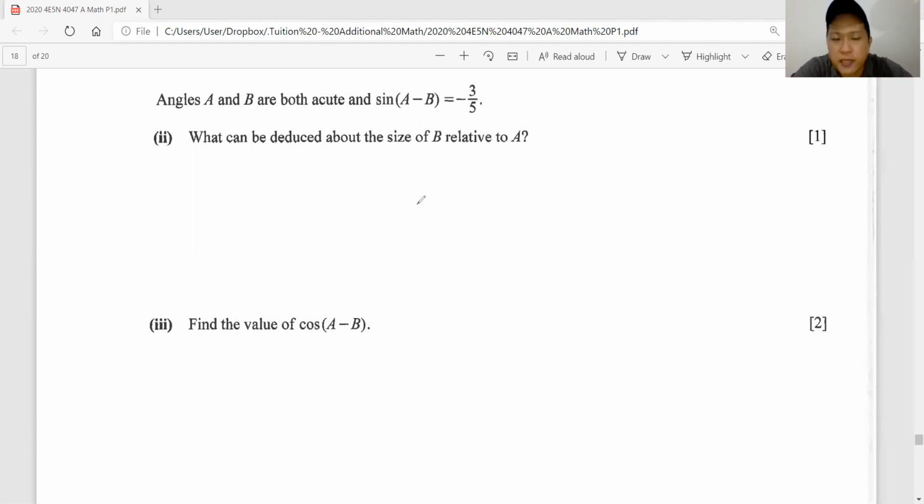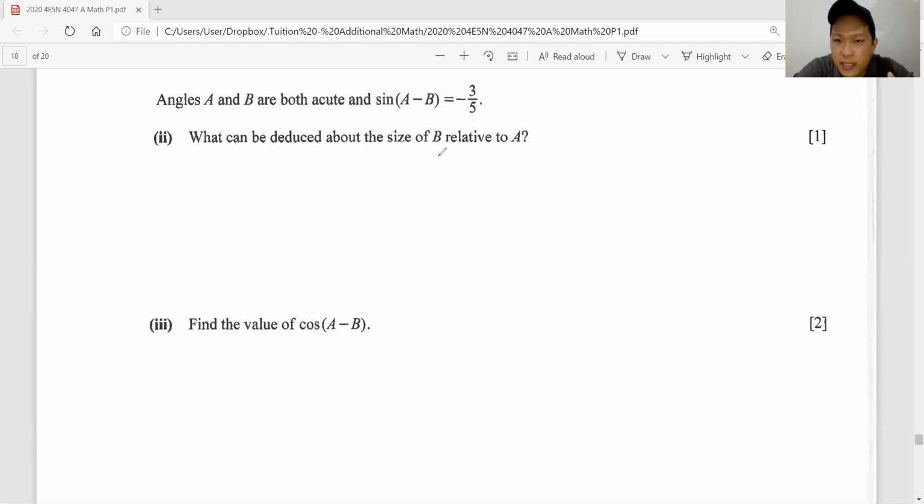Or the other way around, it will be small minus big. So if A minus B is small minus big, then you're going to get a negative, but negative acute. Still it's negative. Some people may not know this, but negative acute angles, for example negative 10 degrees, negative 40 degrees, these are negative acute angles.